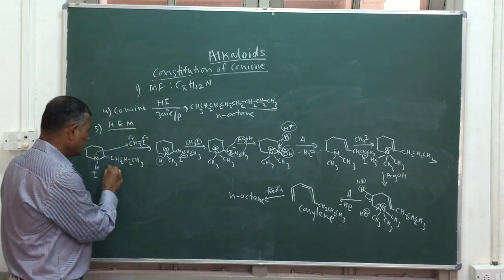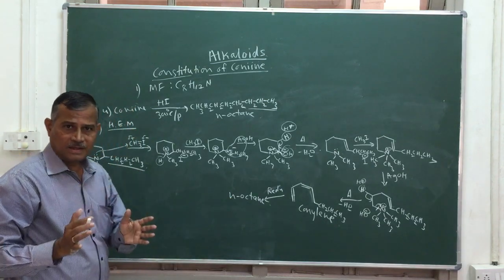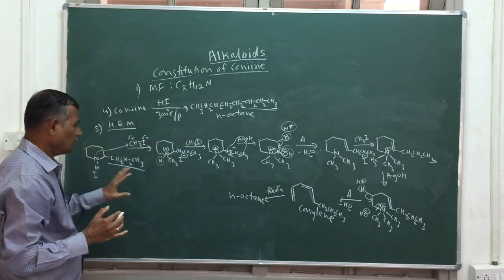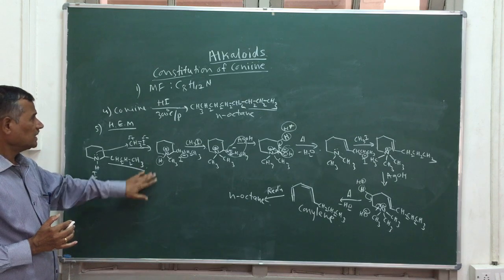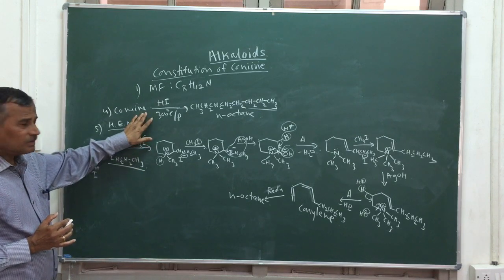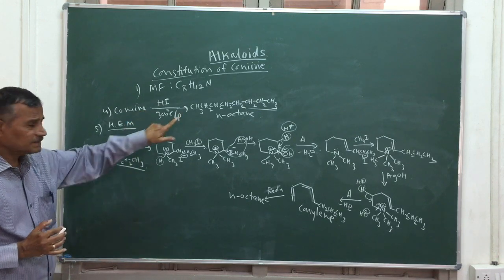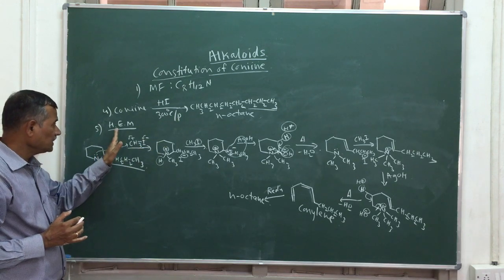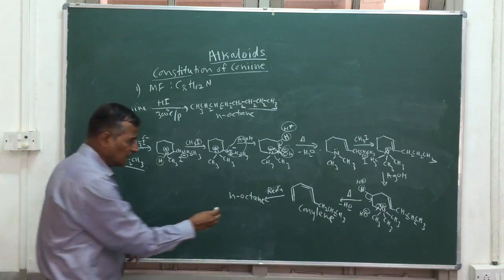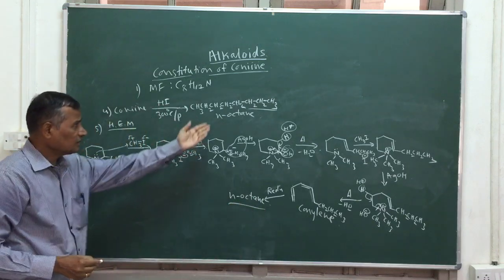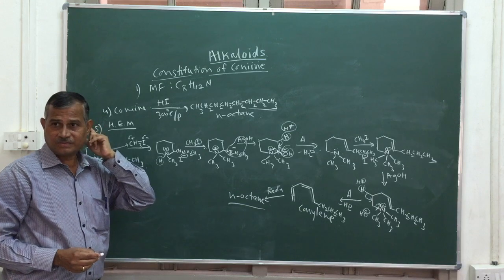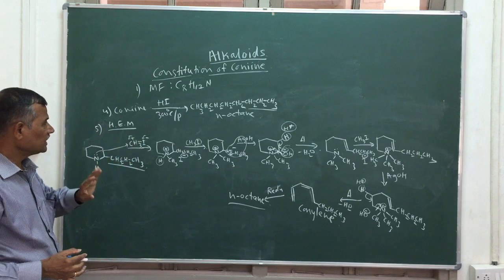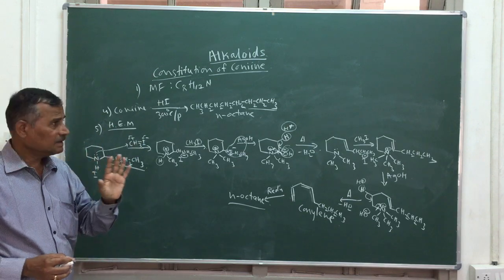So the side chain should be a straight chain, and a propyl group. So the structure 1 here also is confirmed. Treatment with hydrochloric acid, in this reaction also we confirm the side chain should be a straight chain, an n-propyl group. And in the Hofmann exhaustive methylation also we confirm the n-octane, which is a straight chain. So here also we confirm that it is an n-propyl group. So by these two reactions we have confirmed the structure 1 is correct for this coniine.